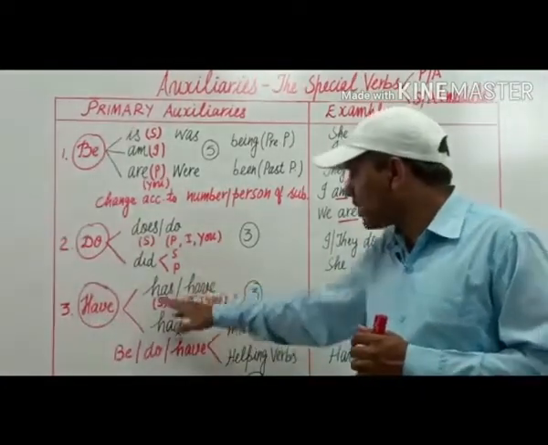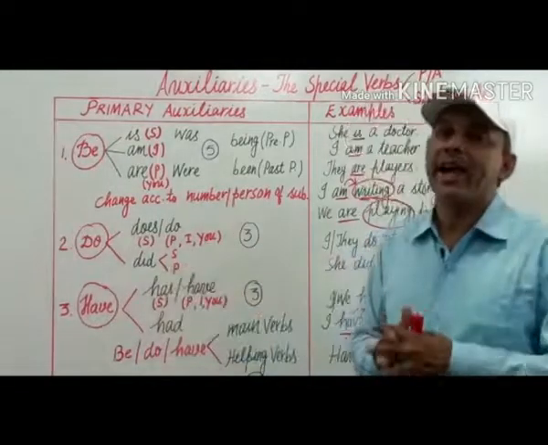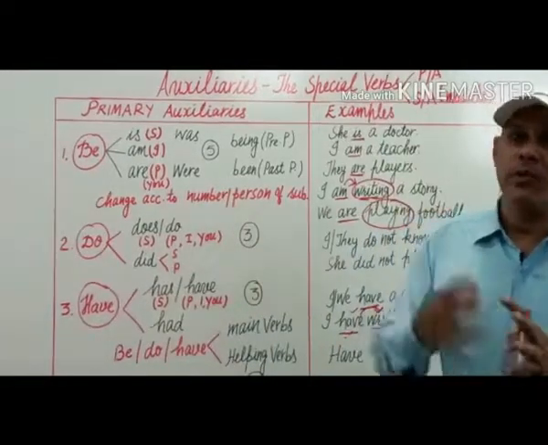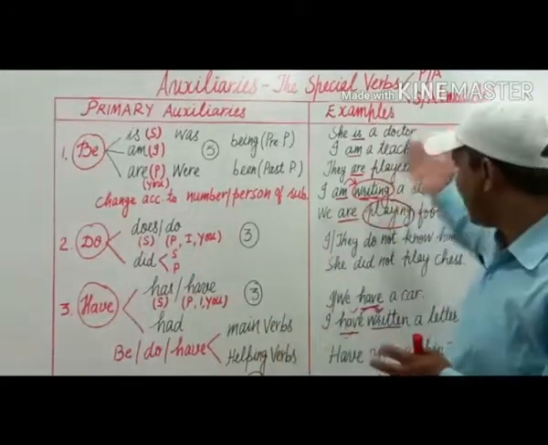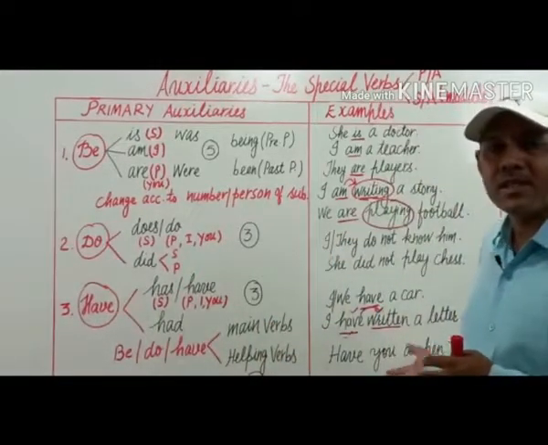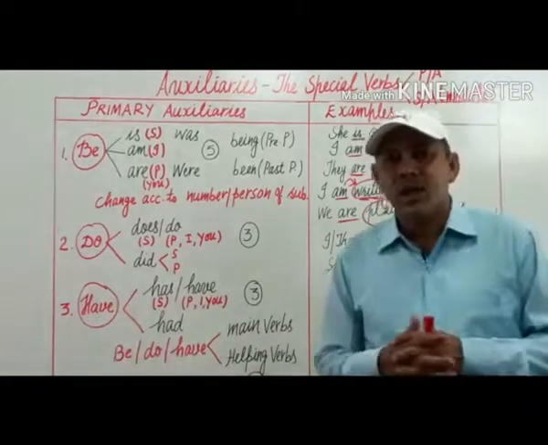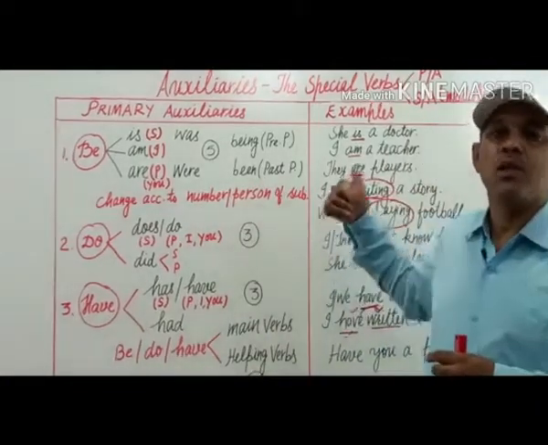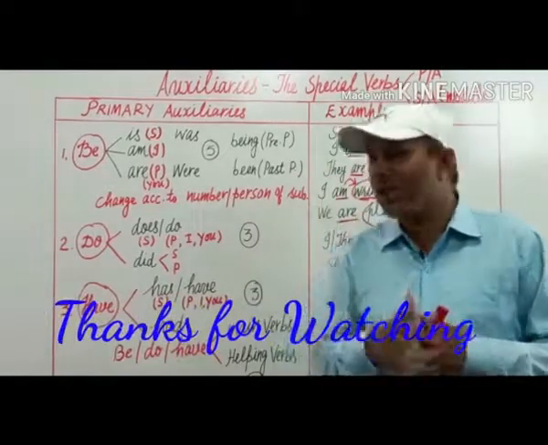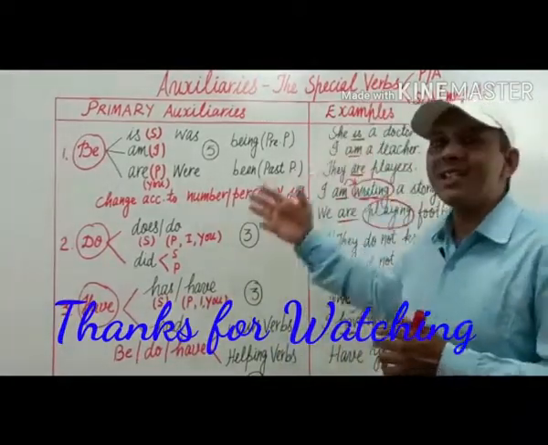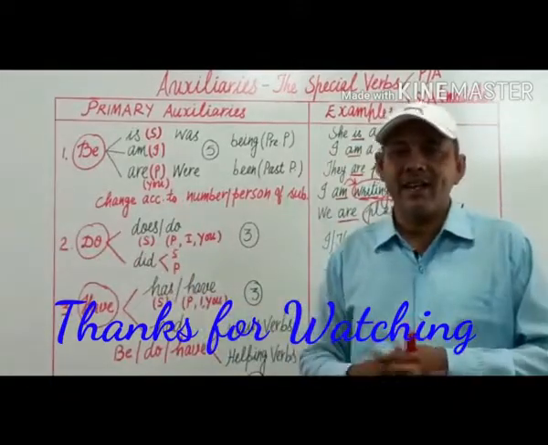In this way, we use has, have, and had as primary auxiliaries in two forms, as main verbs as well as helping verbs, as you have seen in these examples. In the next video, we are going to discuss modals, which are known as modal verbs, auxiliary verbs, or secondary auxiliaries. Till then, thank you.